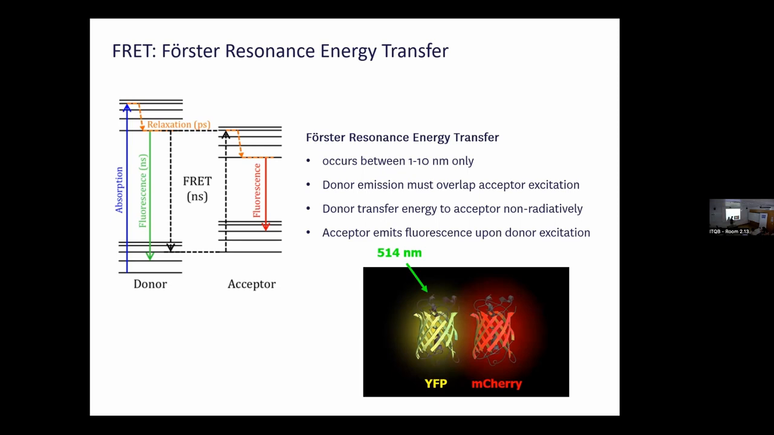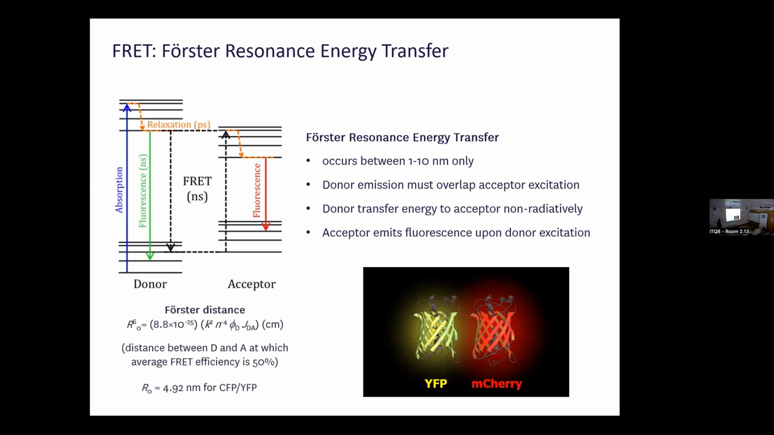It depends on some factors. But what you see here in this example is that YFP emits much less light because part of the energy, in this case around 40% or maybe more, is being transferred to mCherry that emits light. We can precisely calculate things for the technical system, or what's the distance at which this happens. So the distance between the donor and acceptor at which we have 50% FRET efficiency is called the Förster distance. For CFP and YFP, for instance, it is 4.92 nanometers, 5 nanometers. GFP is 4 nanometers. So they really have to be really close to each other.